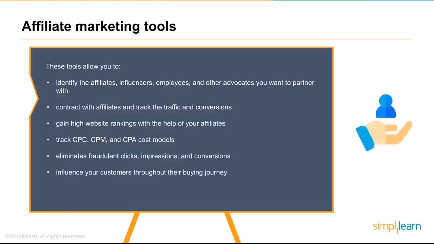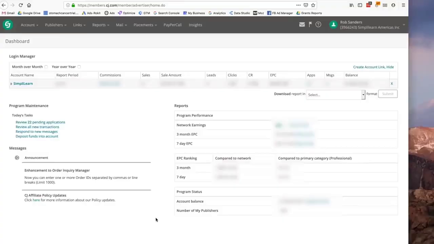The other big benefit here to an affiliate marketing tool is, hey, we can influence our customers throughout their buying journey. So we could set up different promotions based on, hey, did somebody go to the website? Did somebody see our product? Did somebody click on our product? Did somebody go into the shopping cart with our product? Did somebody purchase our product? So there's all sorts of steps in the funnel, so to speak. And hey, you can work with an affiliate, a publisher, to influence your customers throughout that purchasing funnel, throughout that journey. So let's go ahead and log in here.